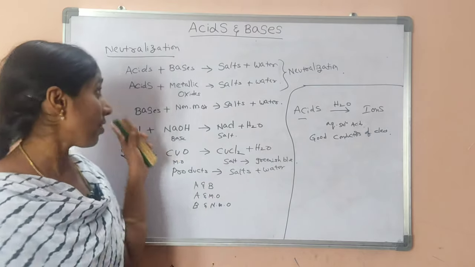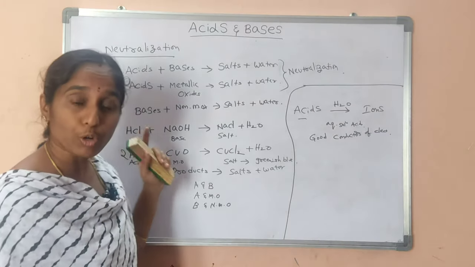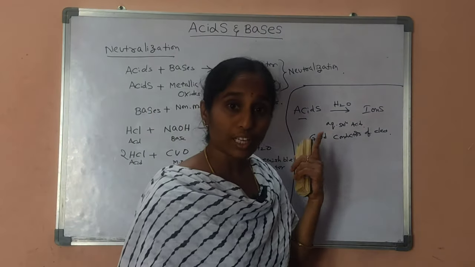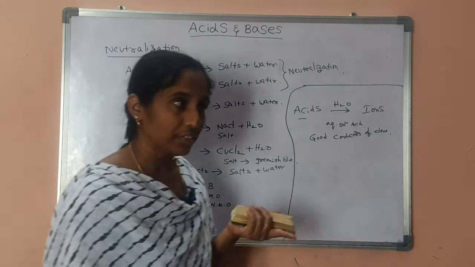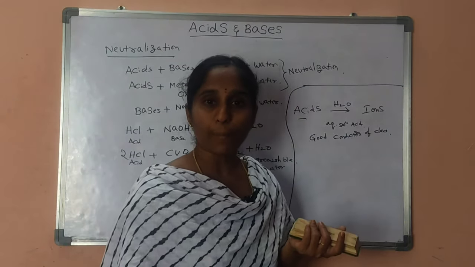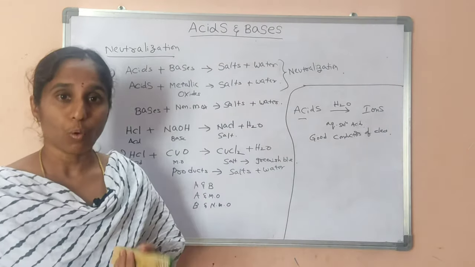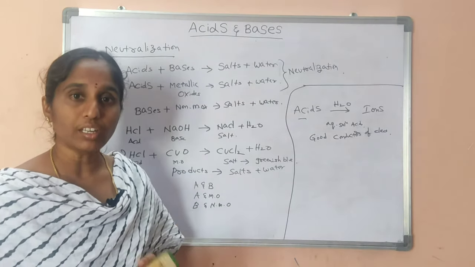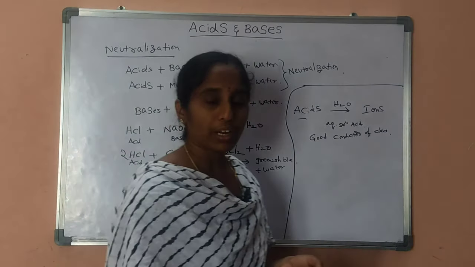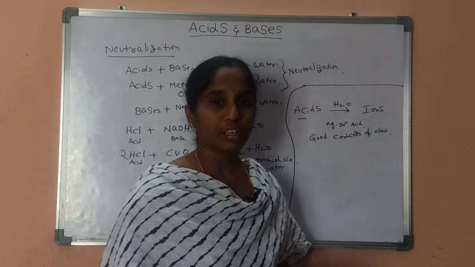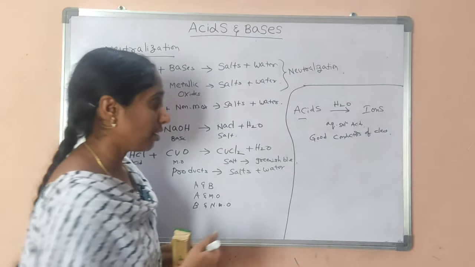Okay. Next, acids react with metals to produce hydrogen gas. Who was first to discover hydrogen gas? Henry Cavendish. Which gas is used in the balloons? Hydrogen gas. Why? It is the lightest gas in nature. Okay. Acids react with carbonates and bicarbonates. Which gas is liberated? Carbon dioxide.